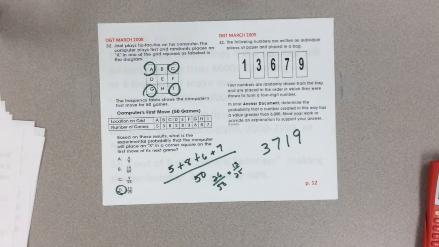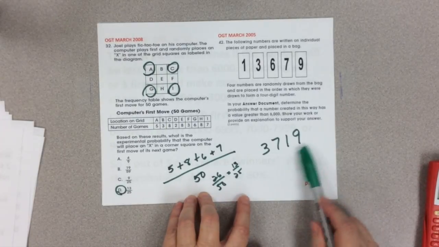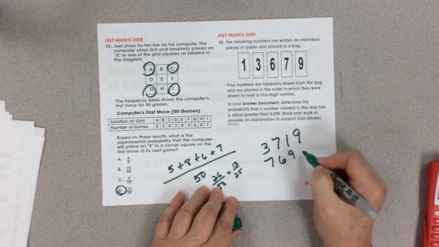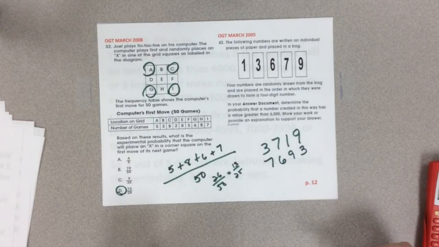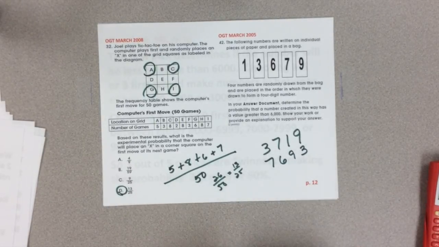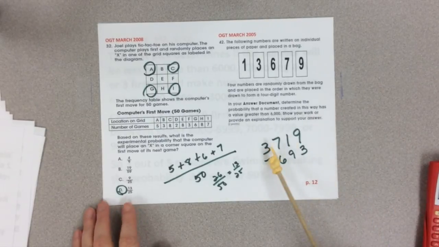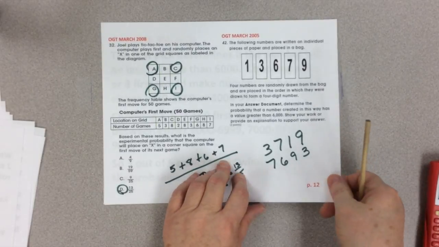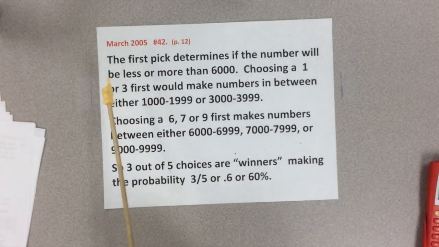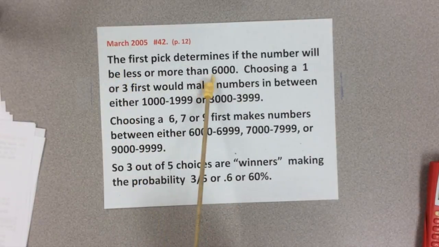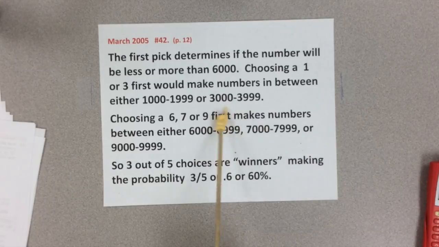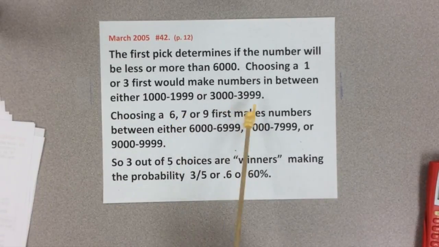So if you think about it, all these, he said a 4-digit number, so all these 4-digit numbers, maybe I pick a 7 the first time, then a 6, then a 9, then a 3, et cetera, et cetera. All these are going to be in the thousands. The first number is our clue. The first number tells us whether we're going to be in the 1,000s, the 7,000s, etc. So here's what I've written up. The first pick determines if the number will be less or more than 6,000. Choosing a 1 or 3 would make the numbers in between either 1,000 to 1,999 or between 3,000 and 3,999. These numbers, of course, are less than 6,000.